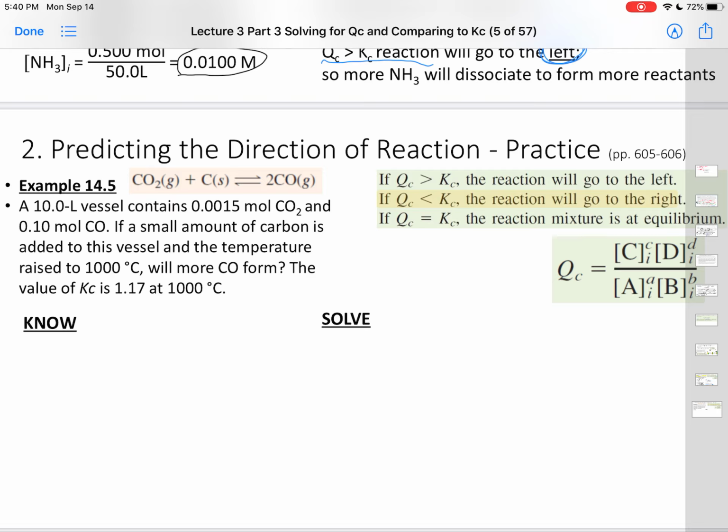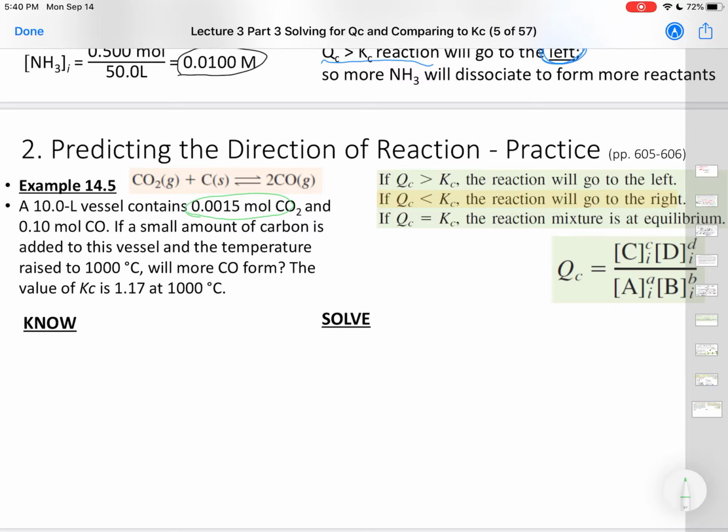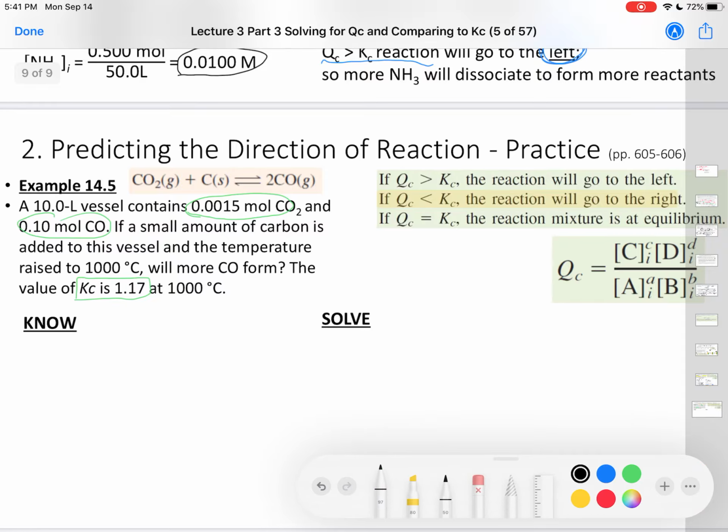Okay, let's look at another example. It says here you've got a 10-liter vessel, and it contains 0.0015 moles of CO2, 0.1 mole of CO. And it says if a small amount of carbon is added to this vessel and the temperature is raised to 100 degrees Celsius, will more CO form? And they tell you that the Kc value is 1.17 to compare it with.